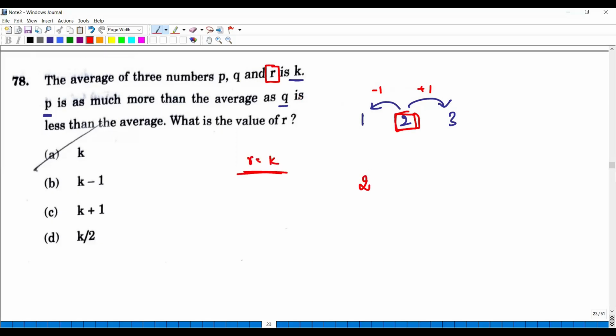You take any numbers which are in arithmetic progression, it works out. So how much less than the average? It is 2 less than the average, and 2 more than the average. Therefore, the average is what? 4 here. So that is the middle number. Here the middle number is R.